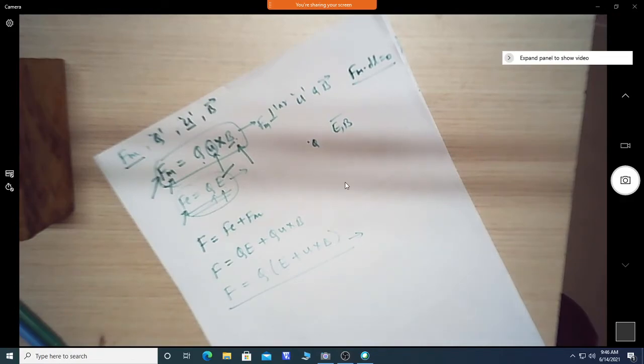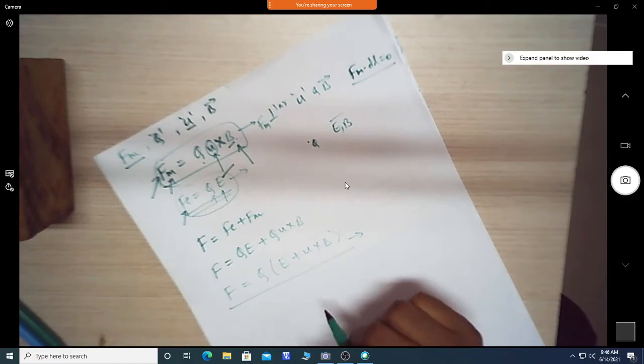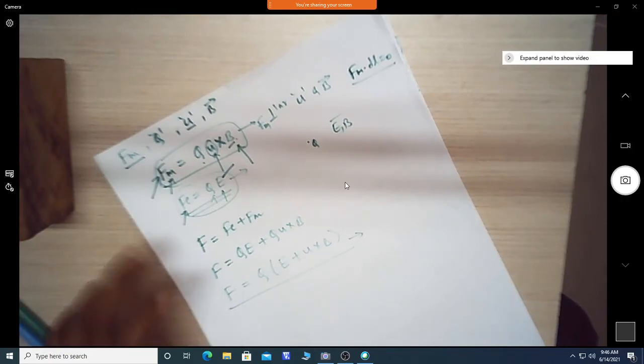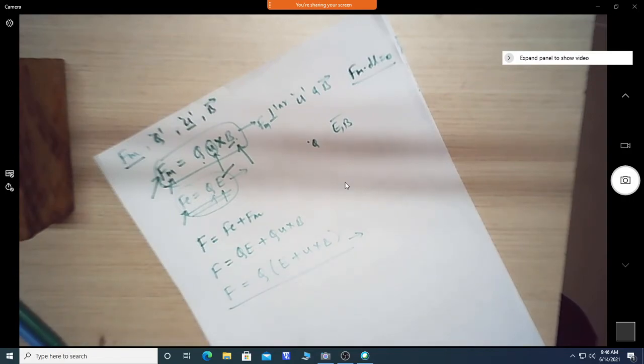It relates the mechanical force to the electrical force. Generally the magnetic force exists when the charge is moving, so the mechanical force is also there. That's why it is relating mechanical force to the electrical force. It means that for a charged particle moving in both electric and magnetic fields, we can calculate the velocity, or even the acceleration.